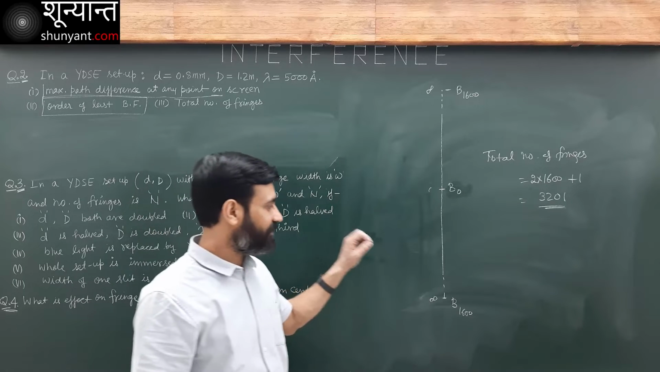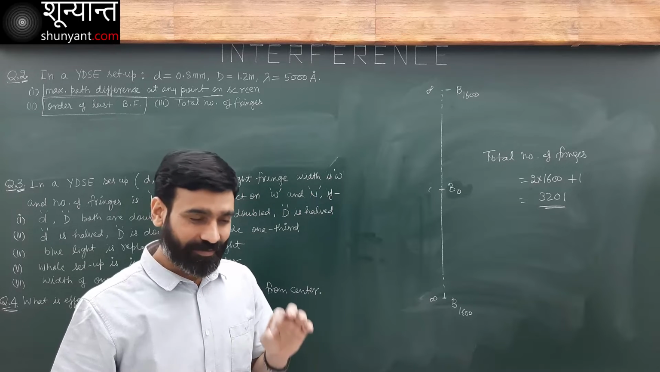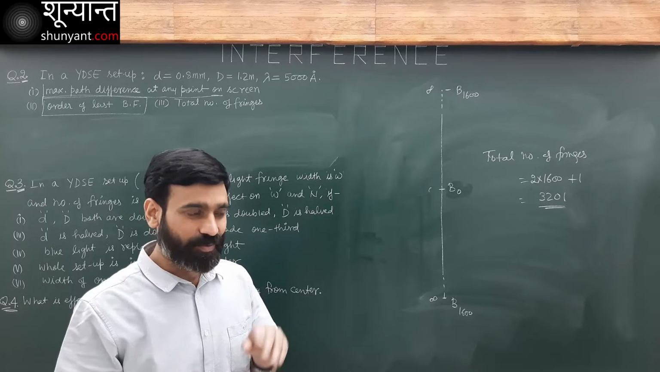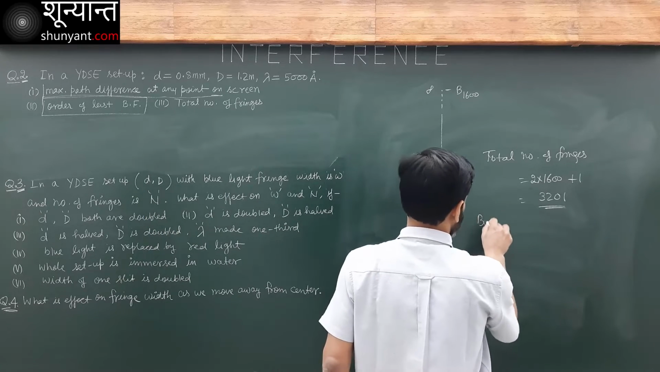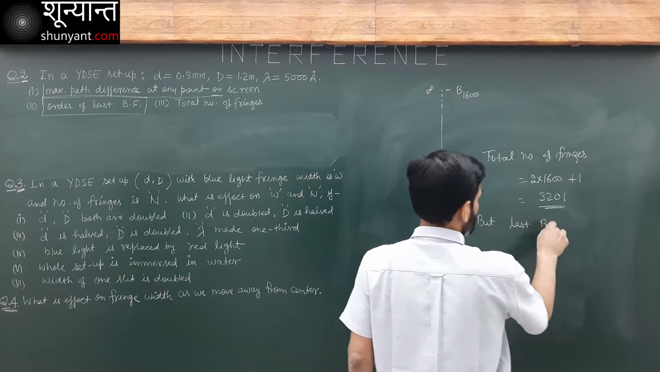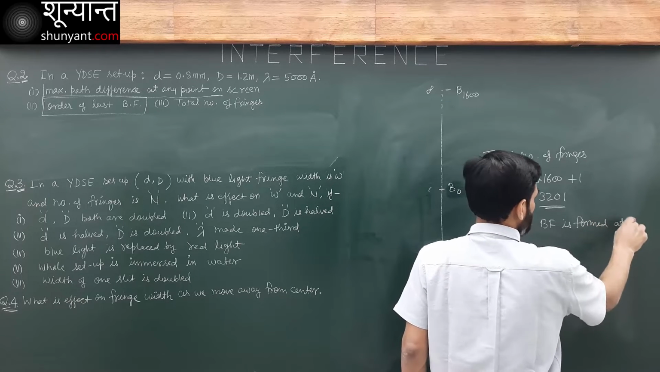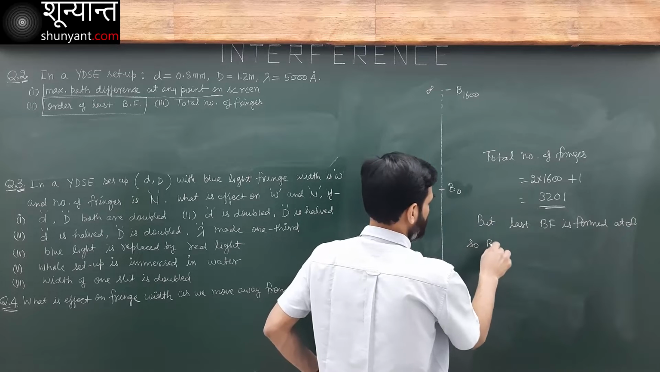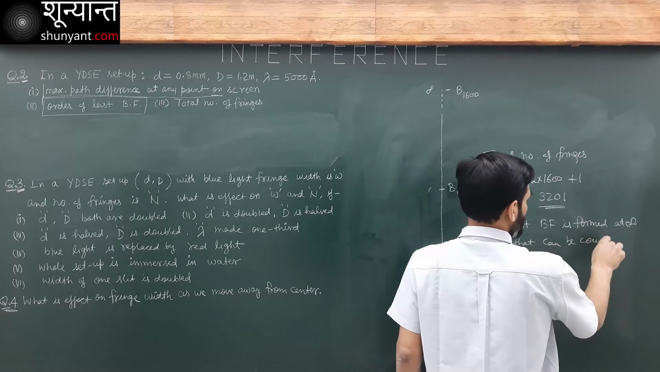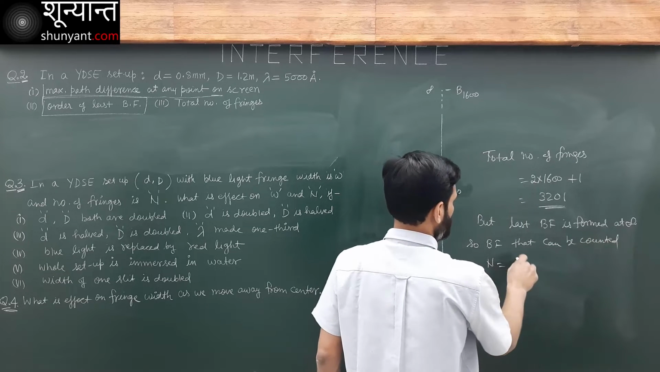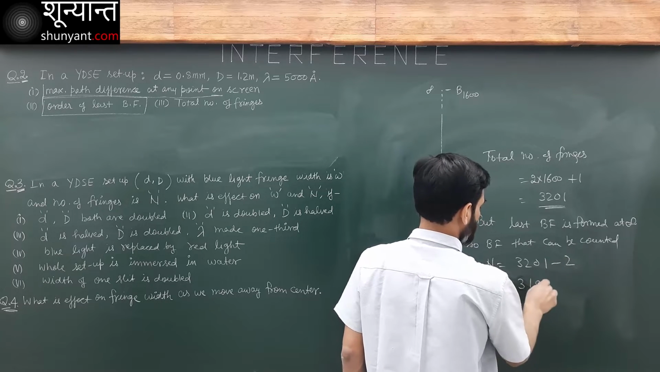The total number of bright fringes is not infinity. Understand this. It will be a finite value. If the screen is infinite, then okay. But the last bright fringe is formed at infinity. So the bright fringes that can be counted: n will be equal to 3201 minus 2, which is 3199.